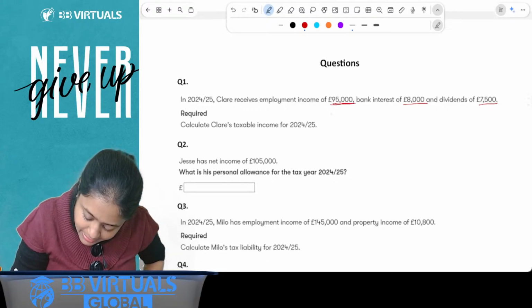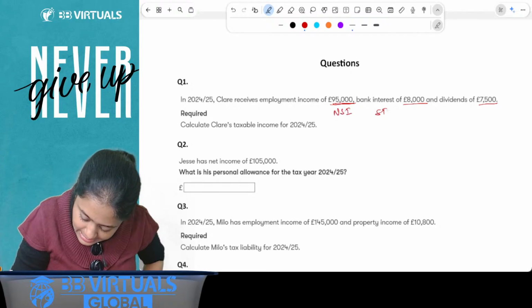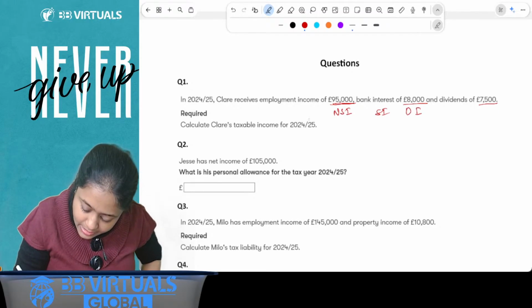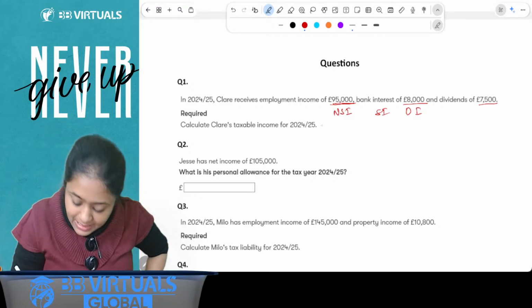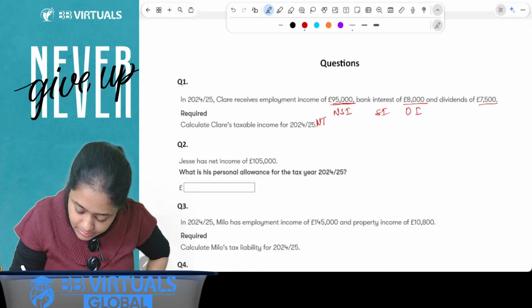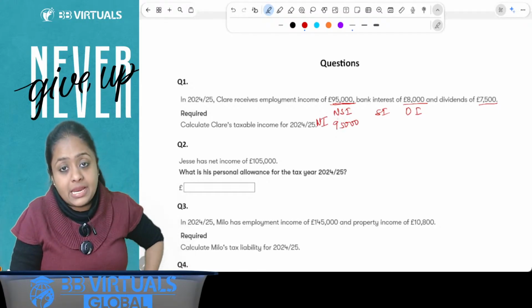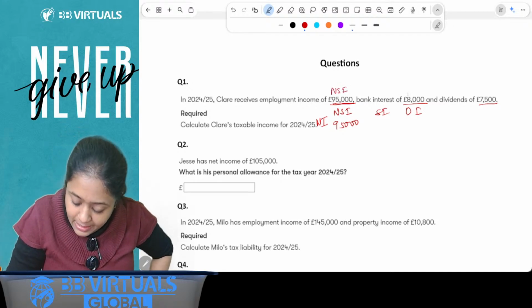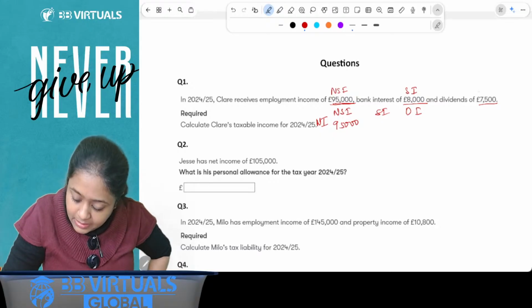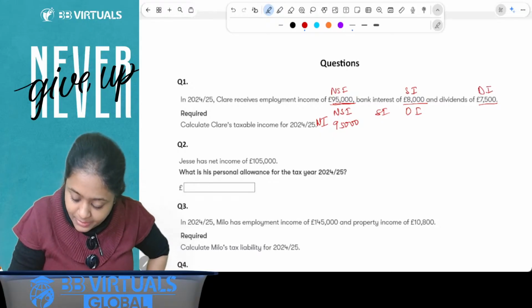So here I will write NSI, SI and DI. Here there is no relief, so this income becomes my net income. So net income is 95,000 will come under NSI because employment income is NSI. Bank interest is savings income and dividend income is dividend income.